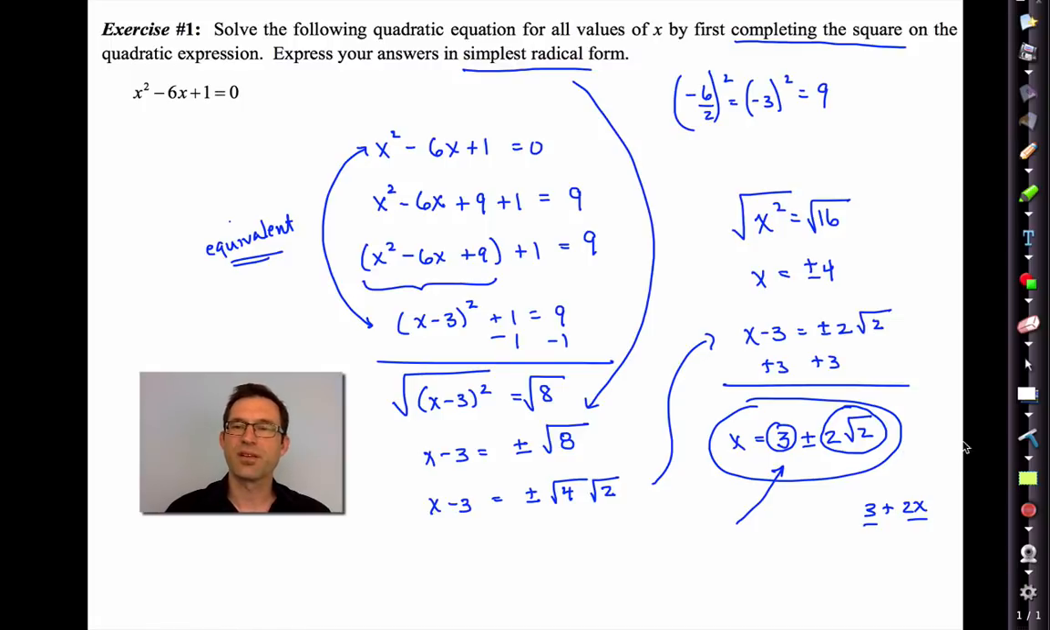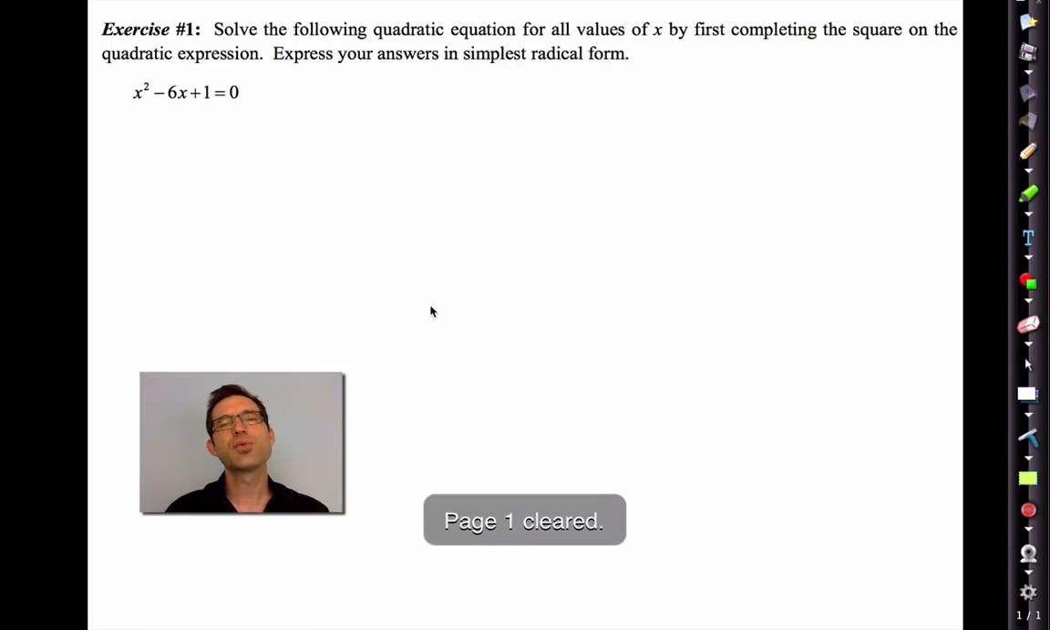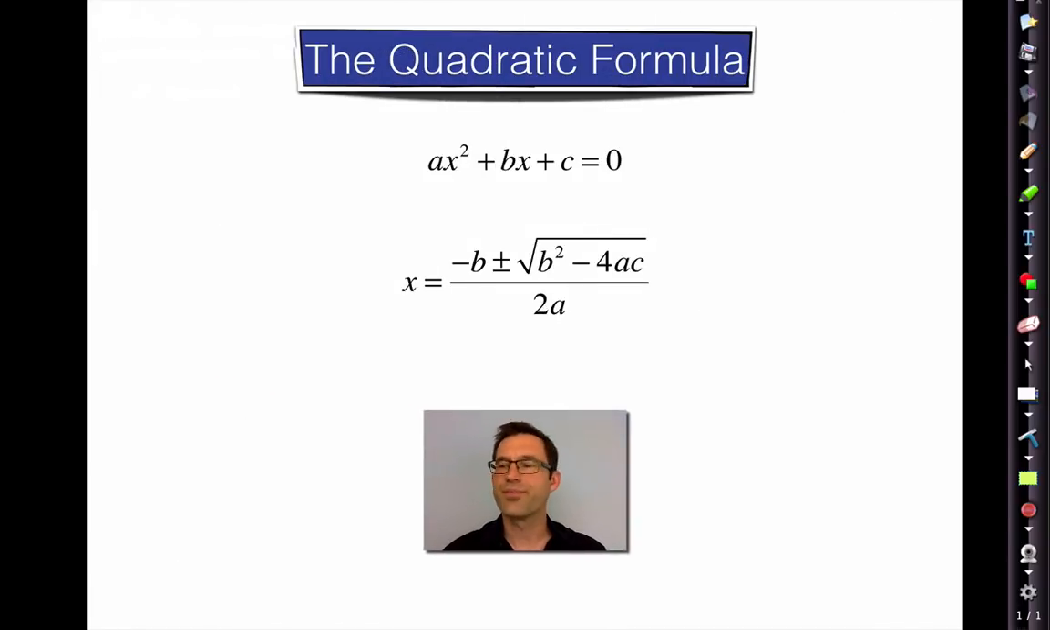All right. Let's clear out the text and let's review the quadratic formula. Here it is. So if we have a quadratic equation rearranged so that it's in this form, ax squared plus bx plus c equals 0, then that equation will always be solved using this formula, the quadratic formula. Negative b plus or minus the square root of b squared minus 4ac divided by 2a.